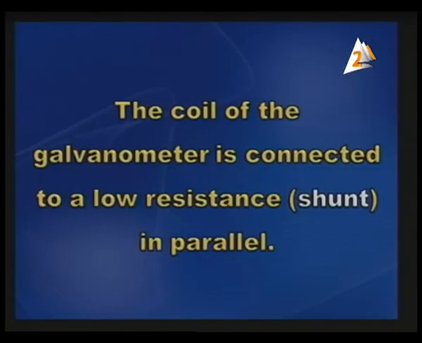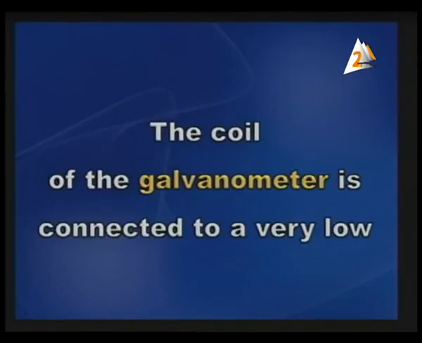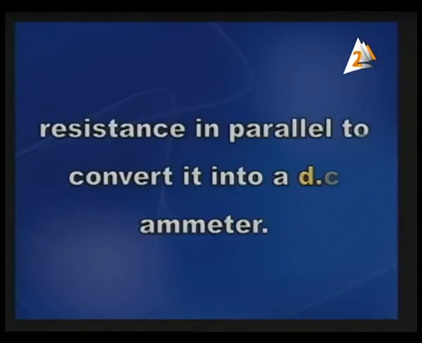Another give reason: the coil of the galvanometer is connected to a low resistance called the shunt in parallel. Why sometimes do we connect the coil of the galvanometer to a small resistance in parallel? The coil of the galvanometer is connected to a very low resistance in parallel to convert it into a DC ammeter, to enable it to measure high current intensity.